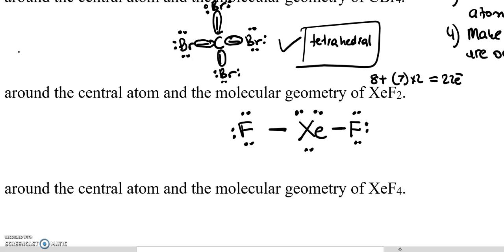So now we're going to determine the geometry of the molecule. To be able to determine the geometry of the molecule, we're going to look at how many pairs of electrons we have on the central atom. I have 1 pair, 2 pair, 3 pair, 4 pair, and 5 pair. If you have 5 pairs of electrons on a central atom, it's going to be trigonal bipyramidal.